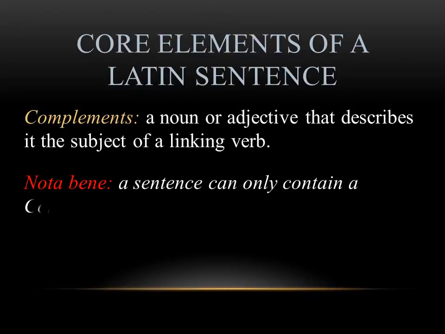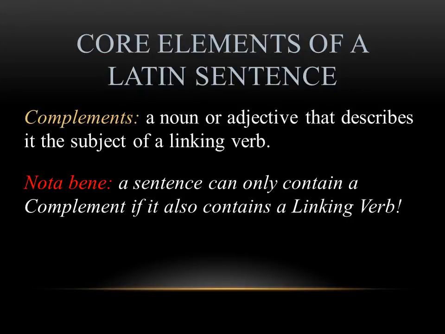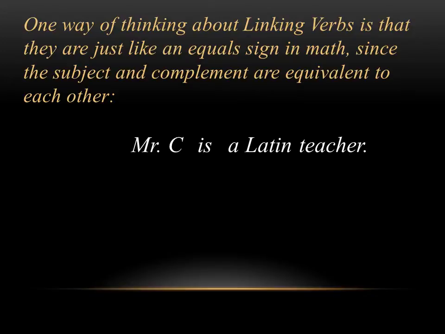You want to make a quick note of this. A sentence can only contain a complement if it has a linking verb. Without a linking verb, there is no complement in the sentence. One way of thinking about linking verbs is that they're just like an equal sign in math, since the subject and complement are equivalent to each other. So let's take our example sentence. Mr. C is a Latin teacher. If we replace is with an equal sign, it means the exact same thing. Mr. C is equal to a Latin teacher. So in this case, you have the subject of Mr. C and a complement, Latin teacher. They're both equivalent to each other.